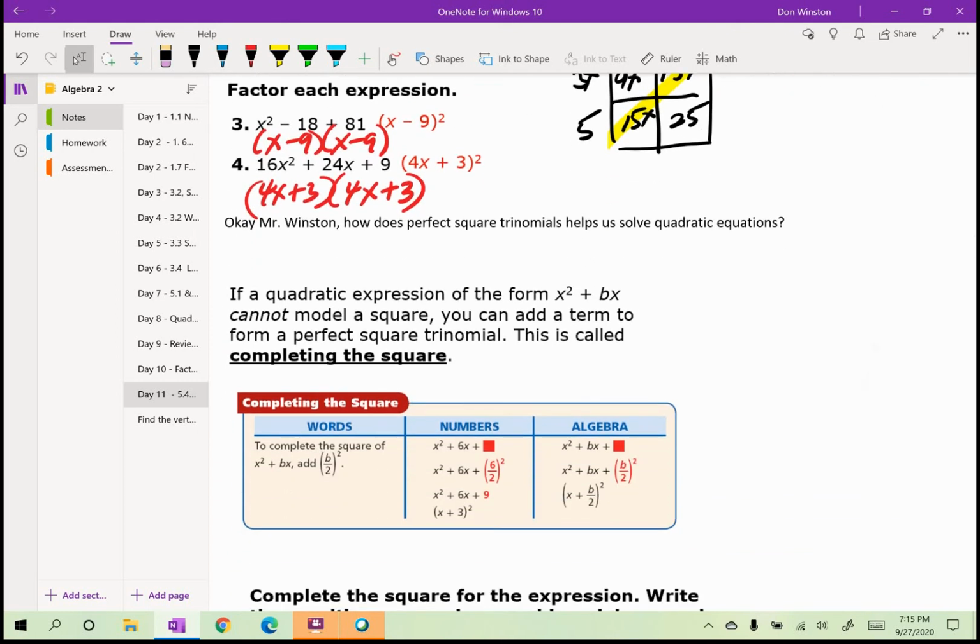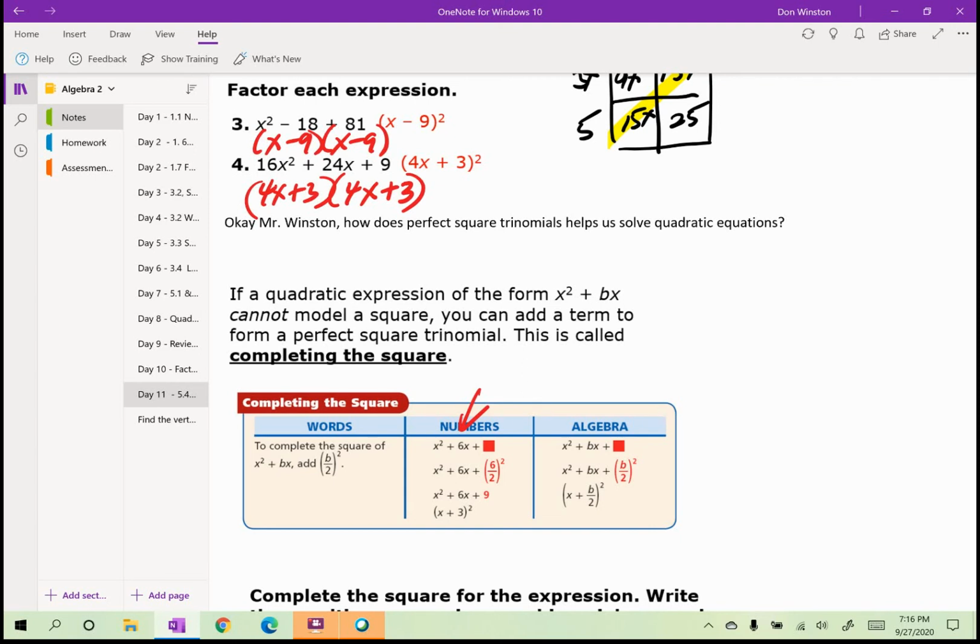If a quadratic expression of the form x squared plus bx cannot model a square, you can add a term to form a perfect square trinomial. This is called completing the square. Okay, so here they give you an example, but I always like to tell students this. So this is what we do. Here they give us an example: x squared plus 6x. How do we form a perfect square trinomial?